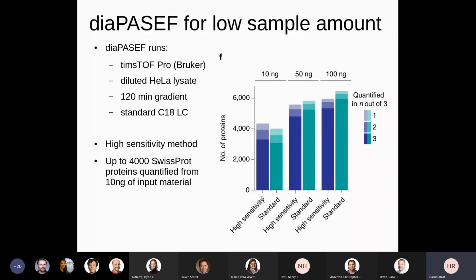And we tried here two different methods. So we found that actually we could increase the sensitivity by using larger DIA windows and capturing more of the ion beam, allowing us to quantify and identify at 1% FDR over 4,000 Swiss-Prot proteins from only 10 nanograms of input material.